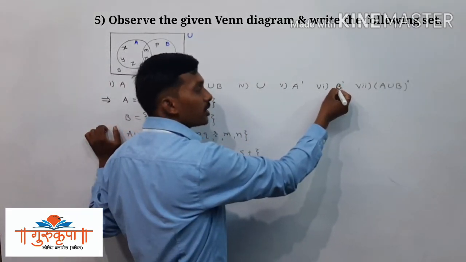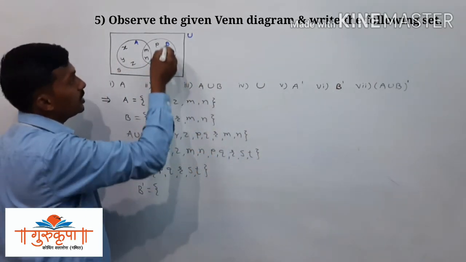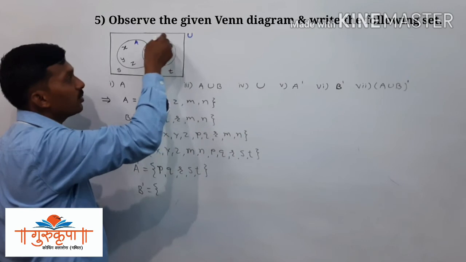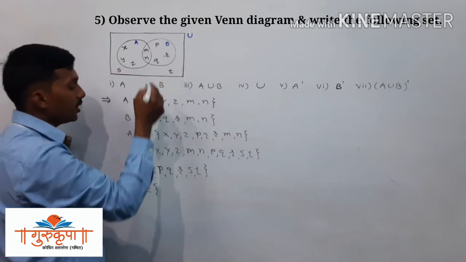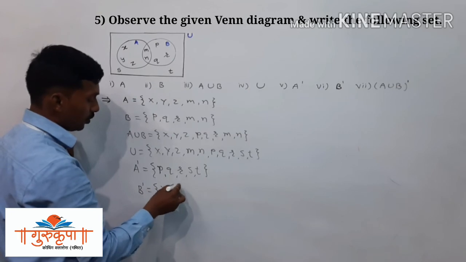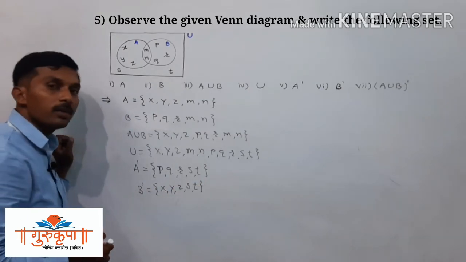म्हणजे रिमेनिंग जे एलिमेंट्स असतील ते कॉम्प्लिमेंट ऑफ बी. सो कॉम्प्लिमेंट ऑफ बी इज इक्वल टू बी मधील हे 5 एलिमेंट्स काढून टाका, पी क्यू आर आणि एम एन. रिमेनिंग लिहून टाका, दॅट इज एक्स वाय झेड अँड एस टी. X comma Y comma Z comma S comma T, that is complement of B.